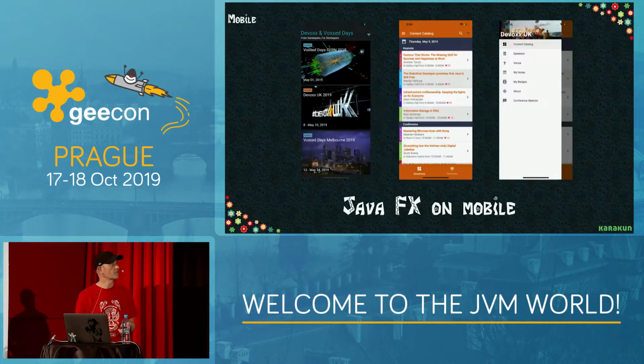And here are some examples for mobile. This is JavaFX running on mobile devices. I think these are Android devices here. And also the application from Devoxx, to have the catalog and all that, is a JavaFX application.